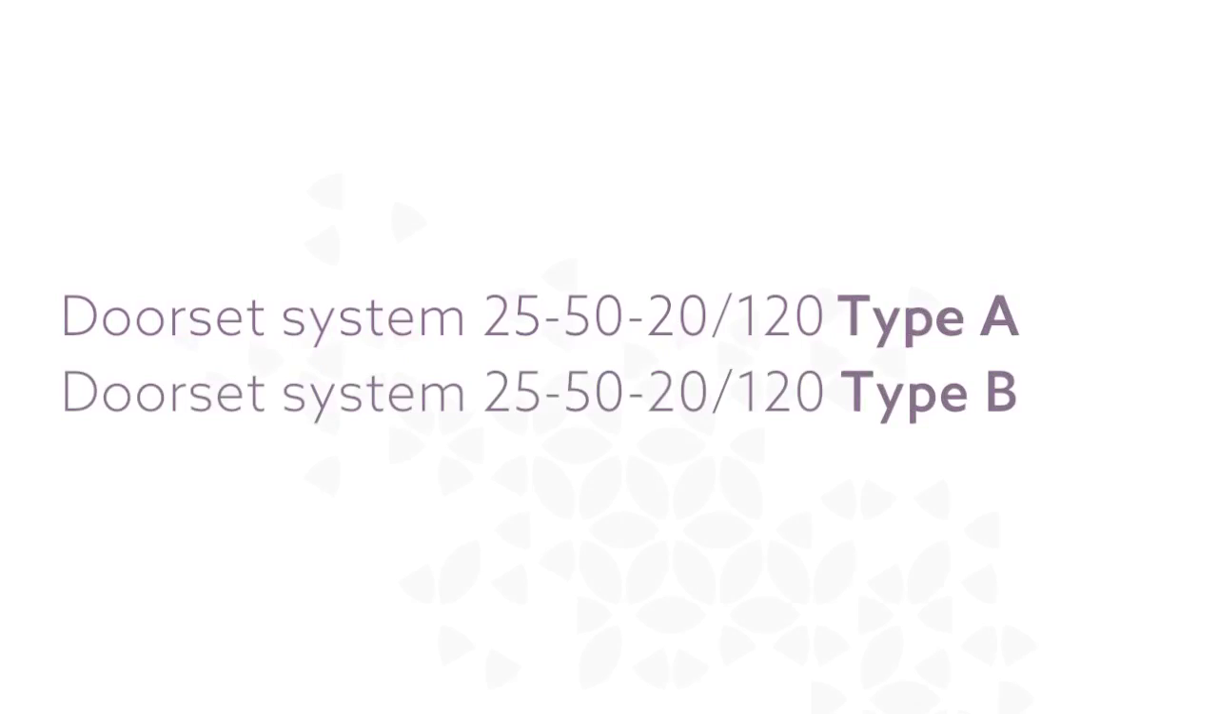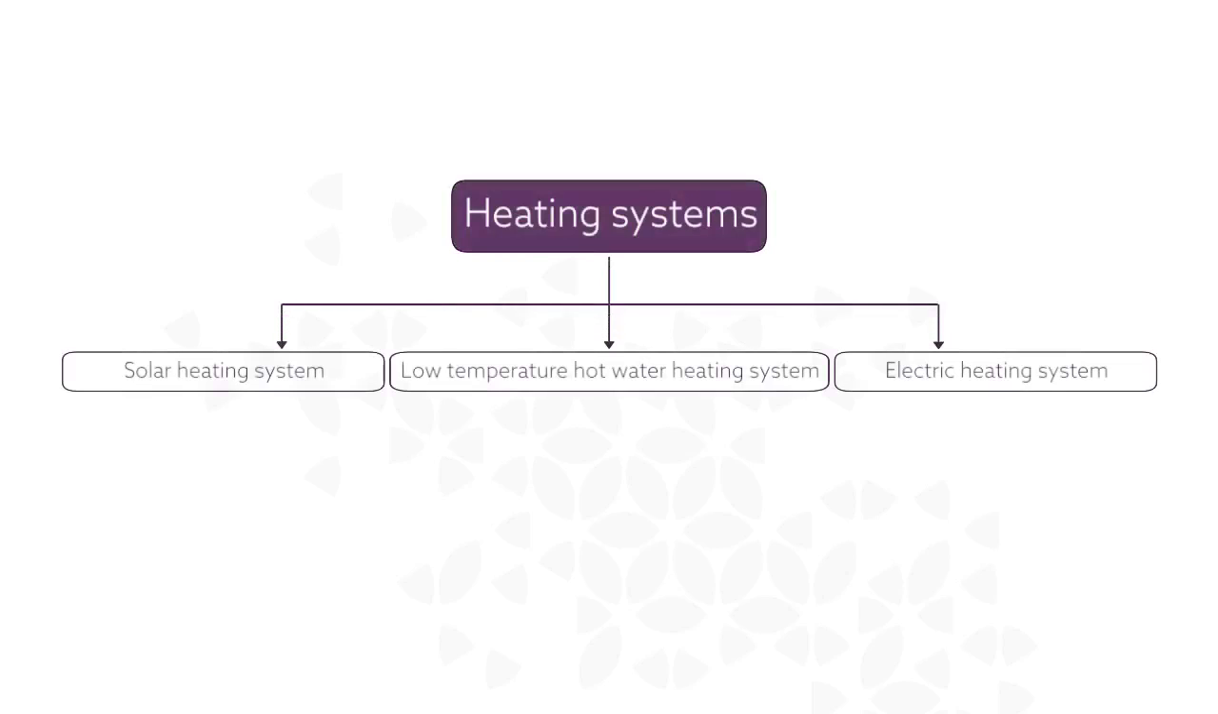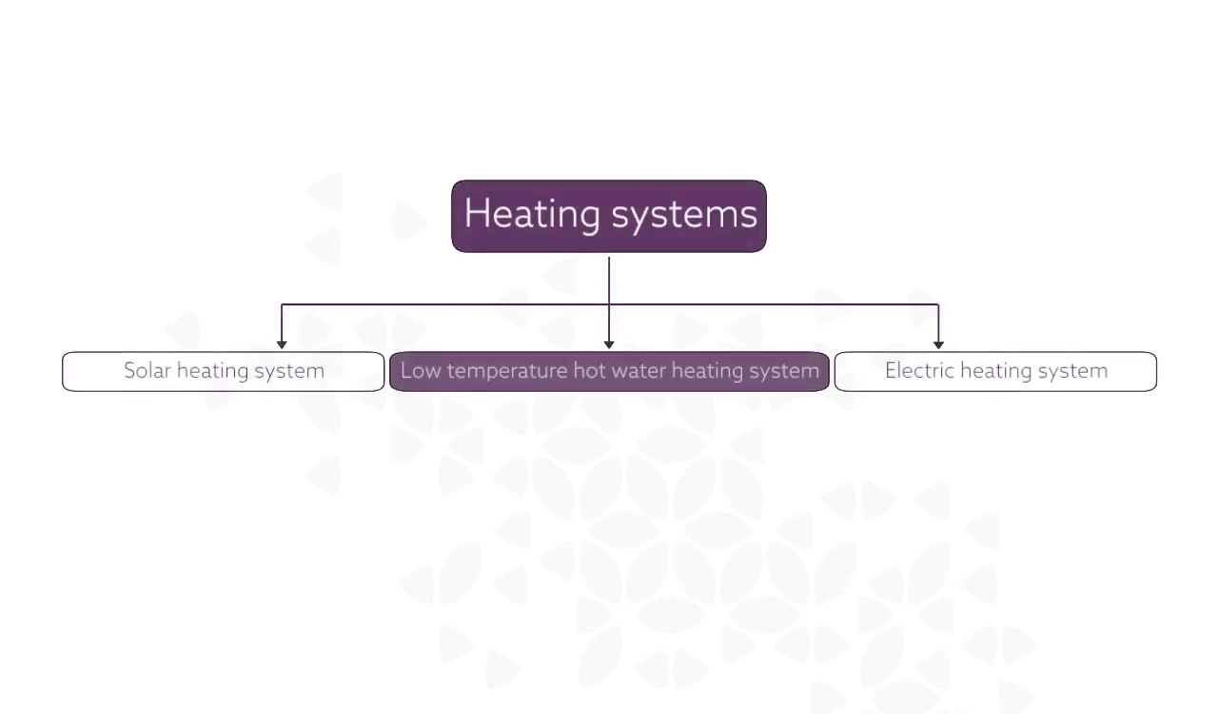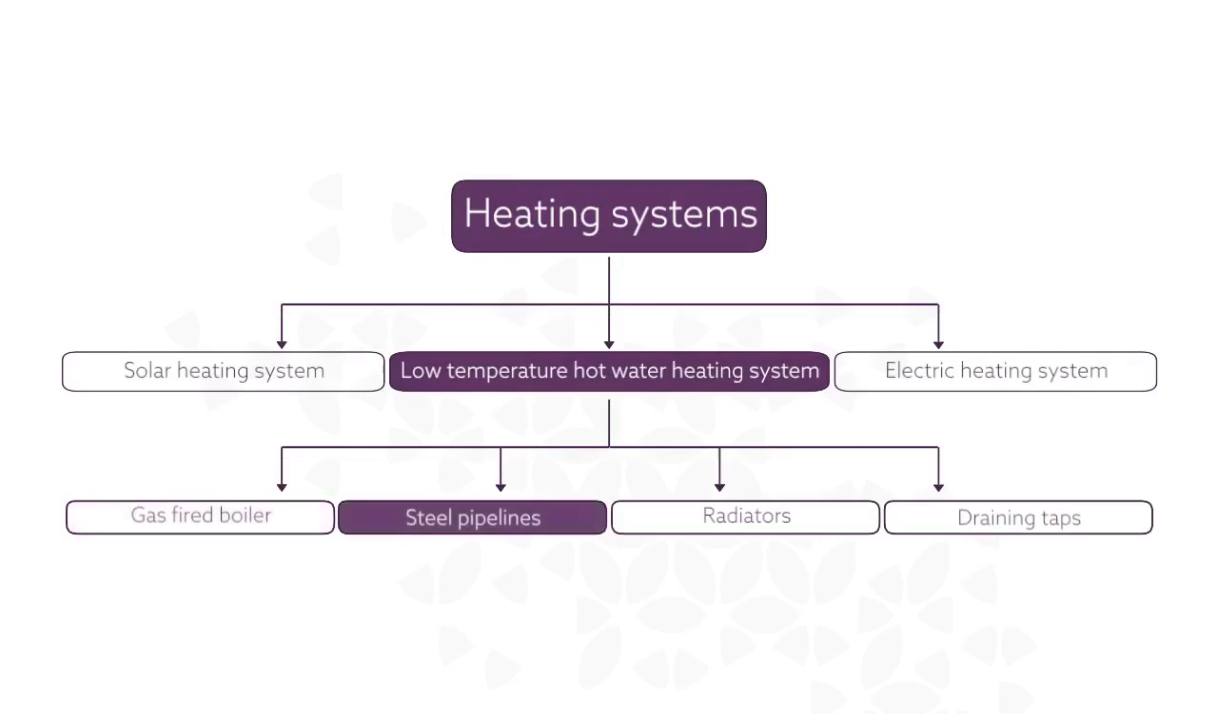Key to using and navigating an NBS Create specification is understanding the arrangement of the content as a number of sections, each section containing a series of systems, with each system describing a group of interrelated component product clauses. For example, a low-temperature hot water heating system may comprise product clauses describing a gas-fired boiler, steel pipelines, and radiators.